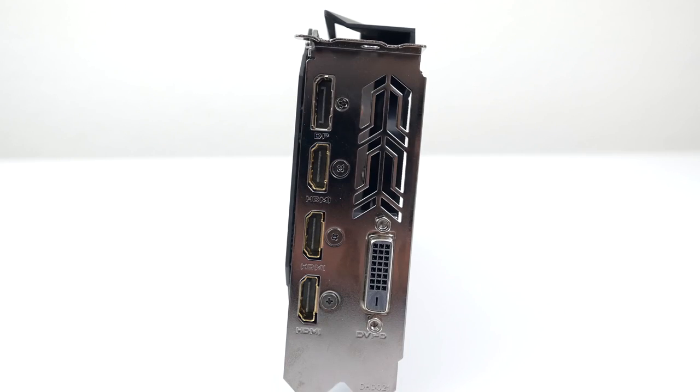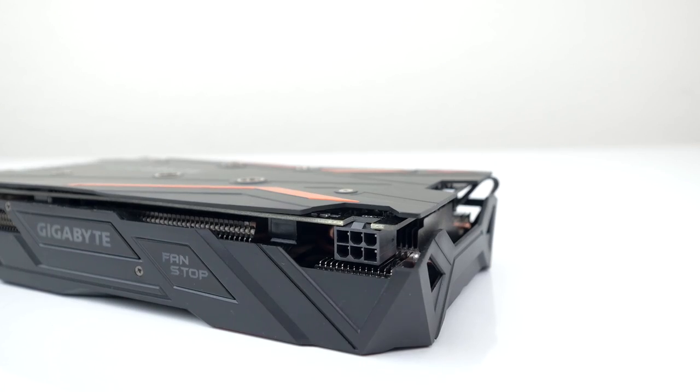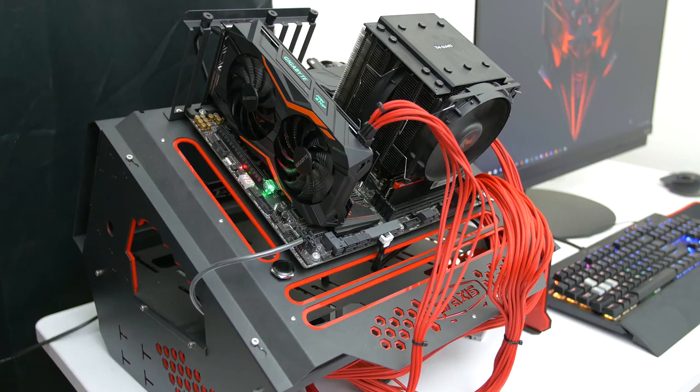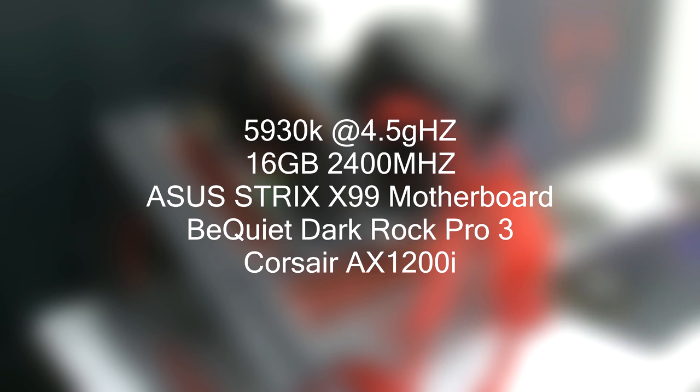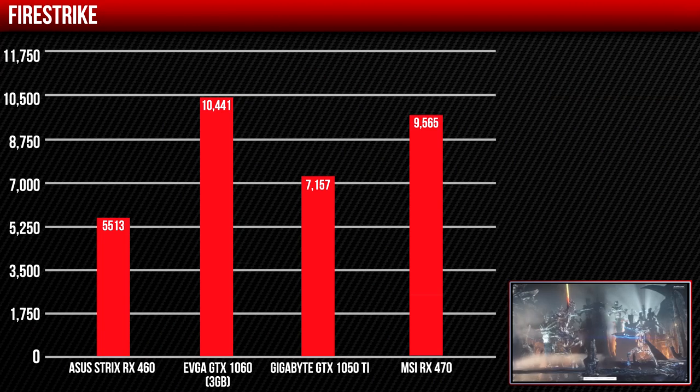For ports, you get 1 DVI-D, 3 HDMI 2.0B, and 1 DisplayPort 1.4. And finally, the card only requires a single 6-pin plug to power up. But with that said, ladies and gentlemen, here are the benchmarks, which is done on my testbed, which has the 5930K, 16 gigs of RAM, and also an Asus Strix X99 motherboard.